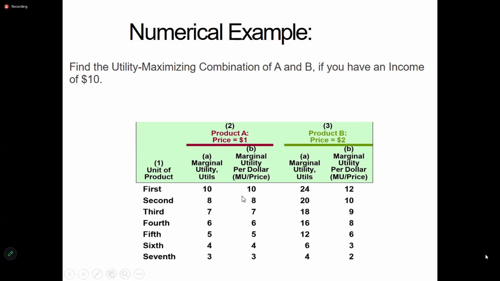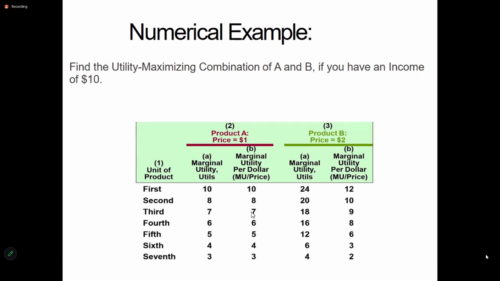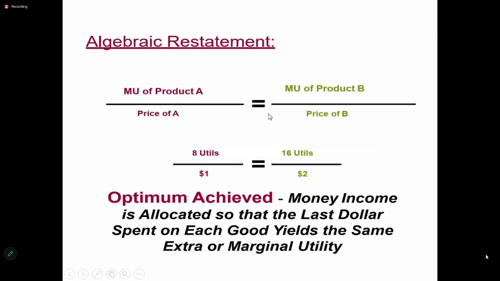If you need to buy two things, you need to consider your income as well. You have $10. For marginal utility per dollar, these second and fourth columns are important for you to decide what is the similar amount of marginal utility per dollar. How many product A, how many product B, sorry.